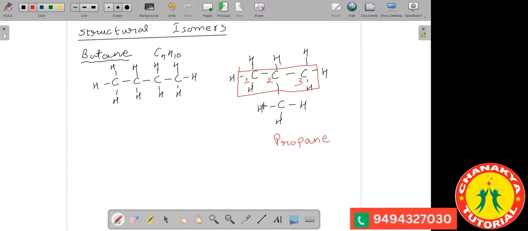But we have CH3 at the second carbon. In the last class I told you something about this: CH3 is called the methyl group, not methane, it is called methyl. And it is attached to the second carbon, so we call it 2-methylpropane.